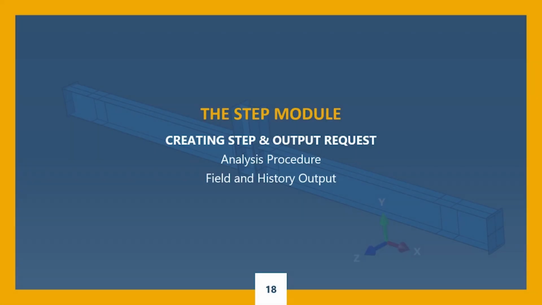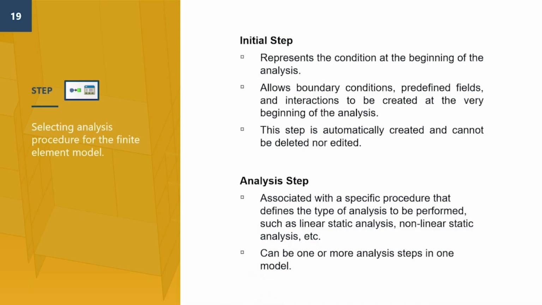The next section is the step module. In this section, we'll assign suitable analysis procedure and request relevant analysis output. The analysis procedure is selected based on step. In ABAQUS, there are generally 2 types of step: initial step and analysis step. The initial step represents the condition at the beginning of the analysis. We usually define the boundary condition using this step. Also, the initial step is created automatically, and you cannot edit this step.